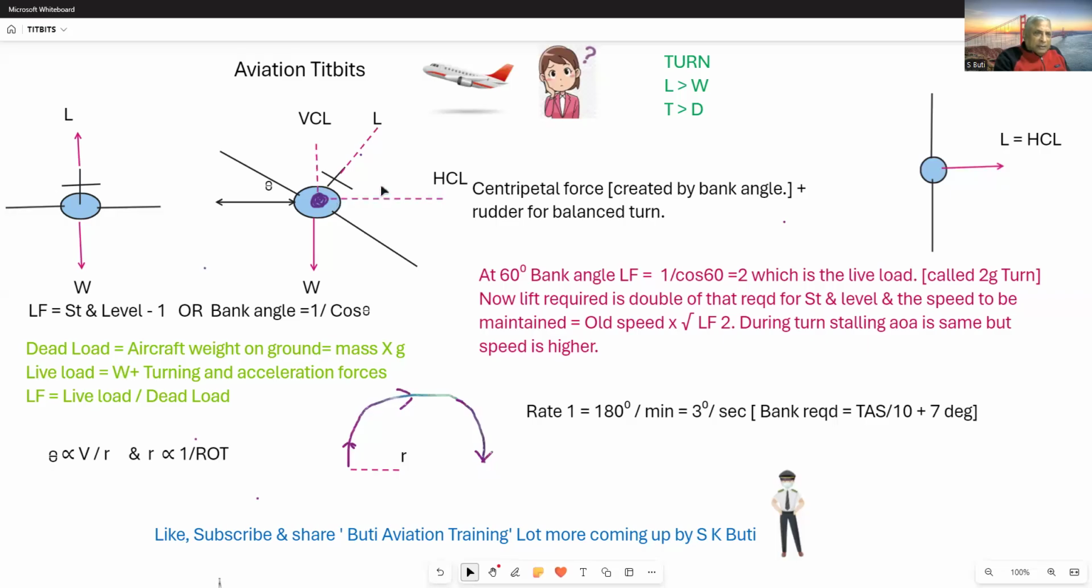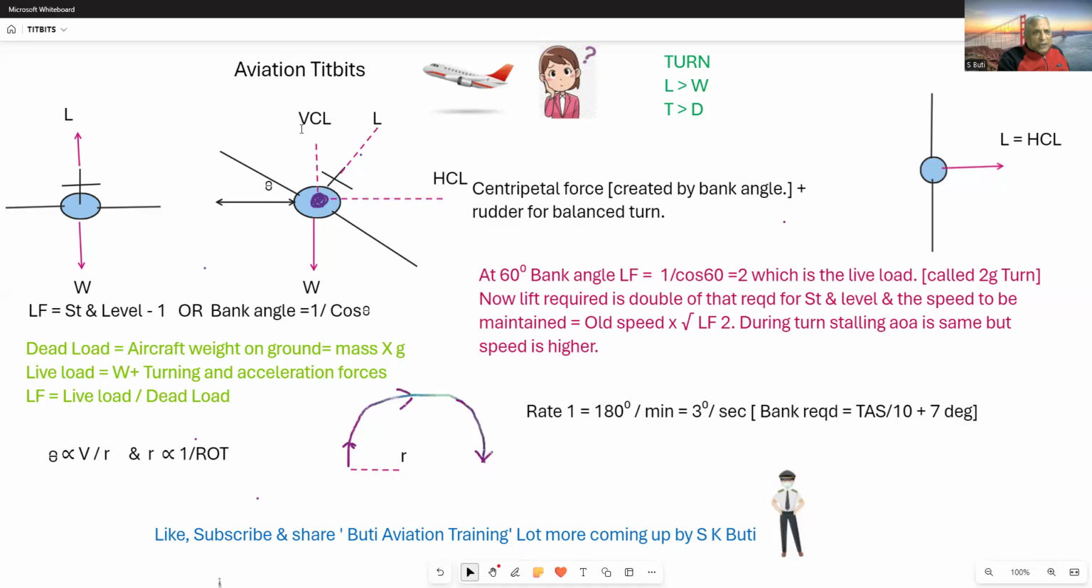Now you'll find that the aircraft will start losing height, because this is the resultant lift. It is now being divided in two parts. One is the vertical component of lift, which is looking after the weight of the aircraft, and other is the horizontal component of lift, which is creating the centripetal force. And if you keep on increasing the angle of the bank, the lift component starts tilting more and more towards horizontal, and the vertical component keeps falling.